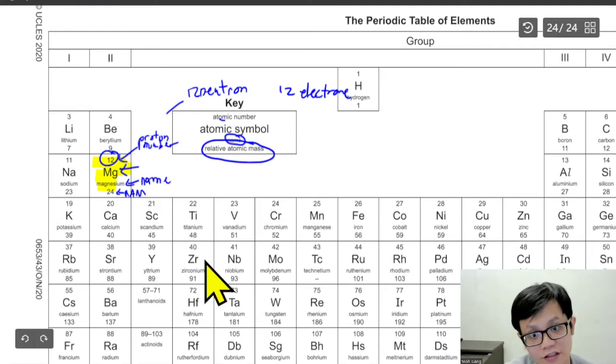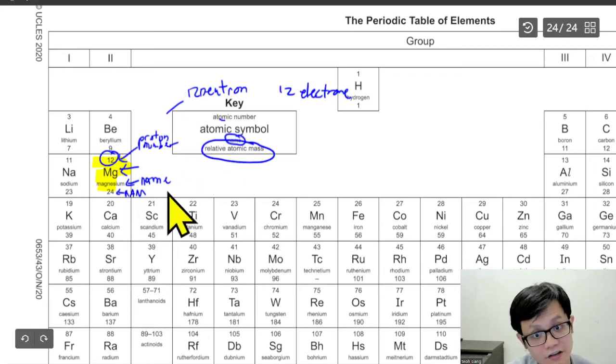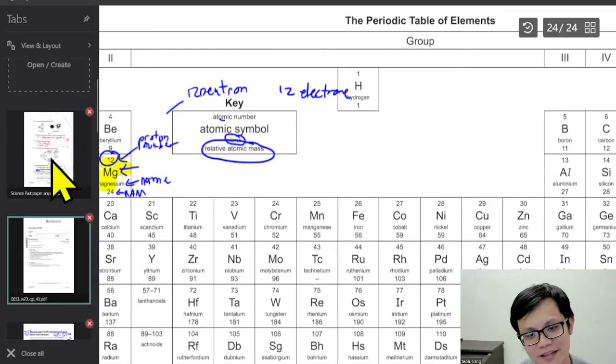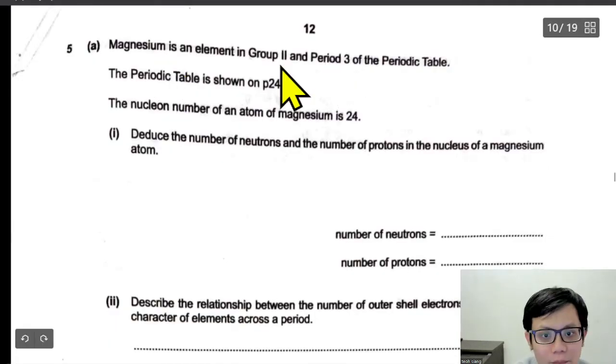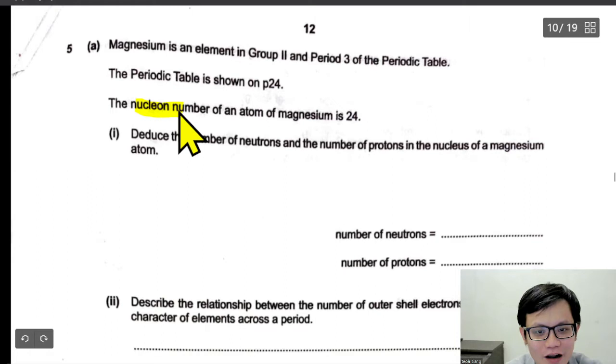So let's look at the question. We know the proton number is 12. The relative atomic mass is not the nucleon number, so we cannot use this one to minus. Let's look back at the question. Wasting my time here. Okay, so we remember that the proton number is 12, and the nucleon number of the magnesium is 24. So the question gives you the nucleon number is 24.